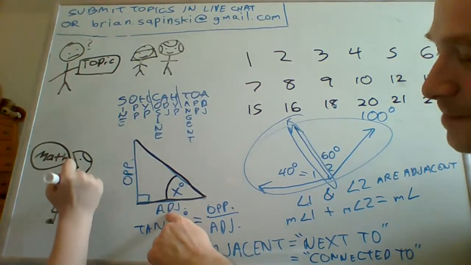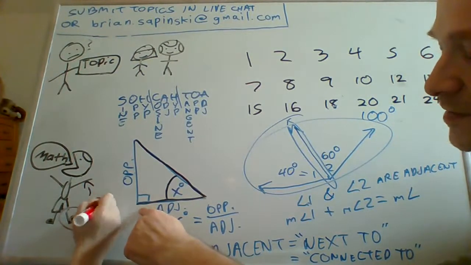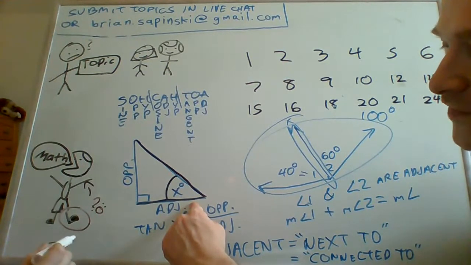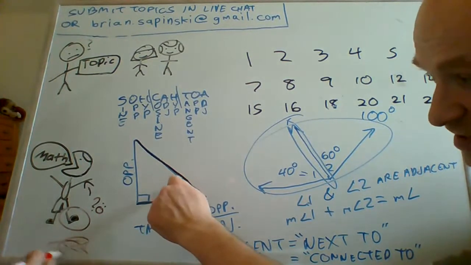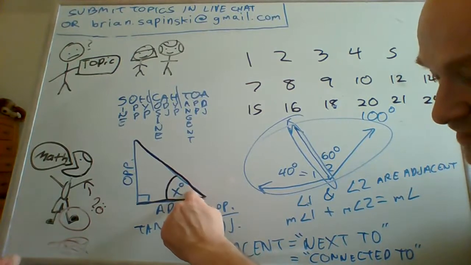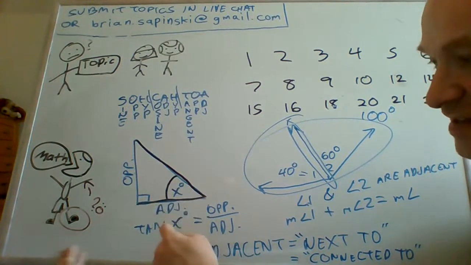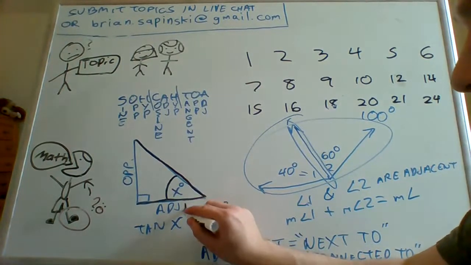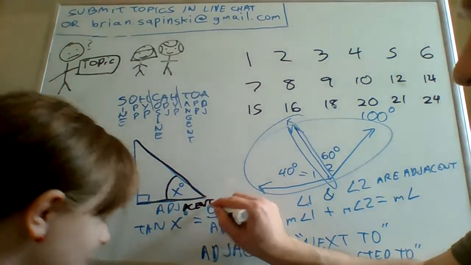All right, okay, but anyway, like I said, since this leg of the right triangle is physically part of the making of this angle, that means it physically sits next to it. That means that this would be the adjacent leg.